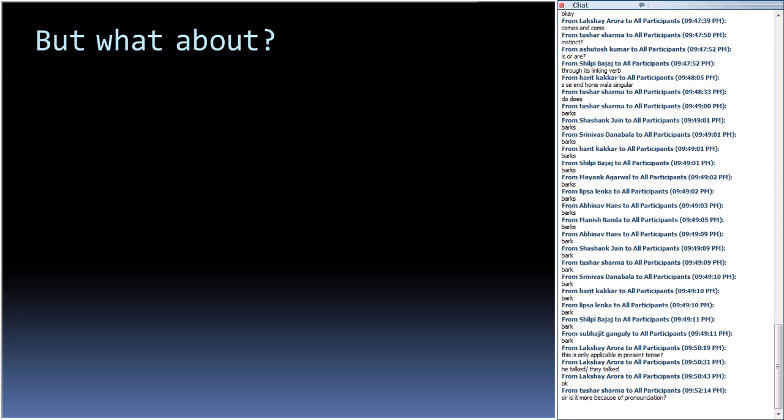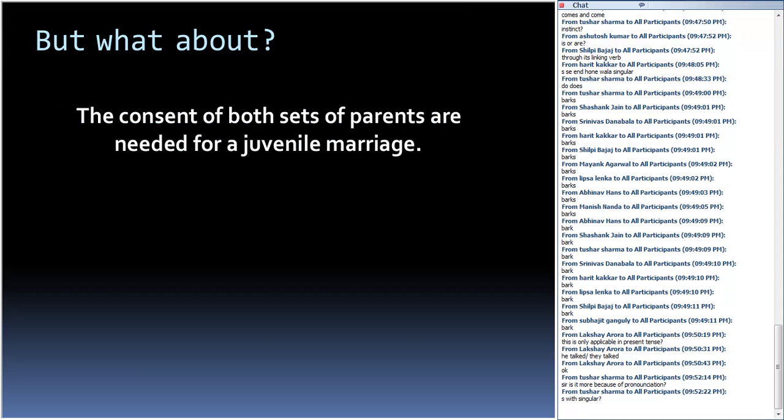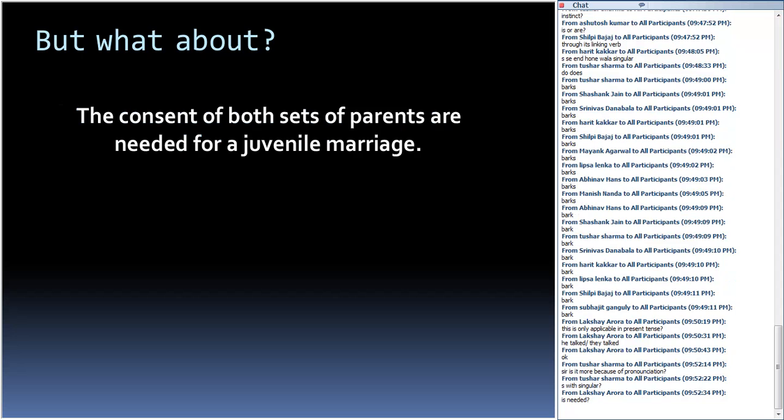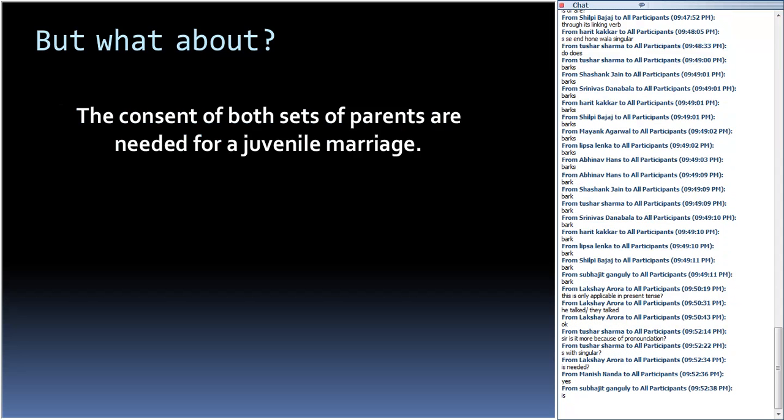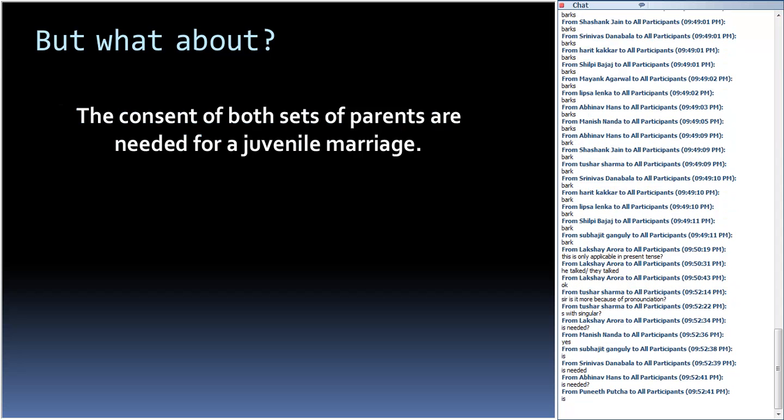Okay, but what about this one? The consent of both sets of parents are needed for a juvenile marriage. Is this correct? Manish, you are saying yes, it is correct.